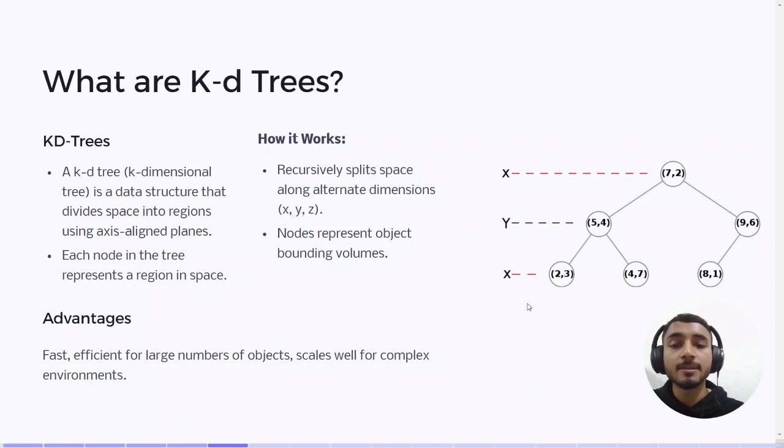Each node in the tree represents a region in space, and as you go deeper into the tree, the space is divided more finely. The idea is to organize the objects in such a way that you need to check collisions only for those nodes which are near to each other in position in the tree.